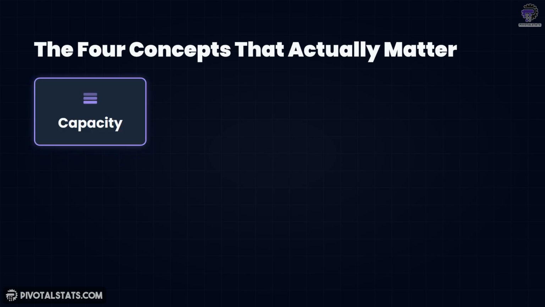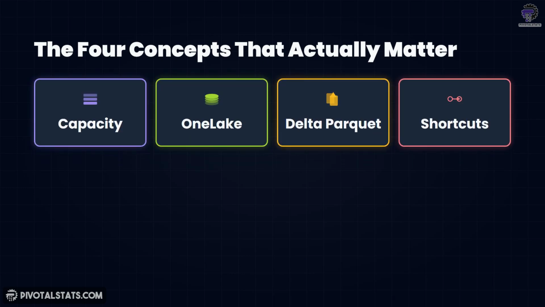There are 4 concepts that actually matter: capacities, OneLake, Delta Parquet, and shortcuts. Get these 4 right and the rest of Fabric falls into place.